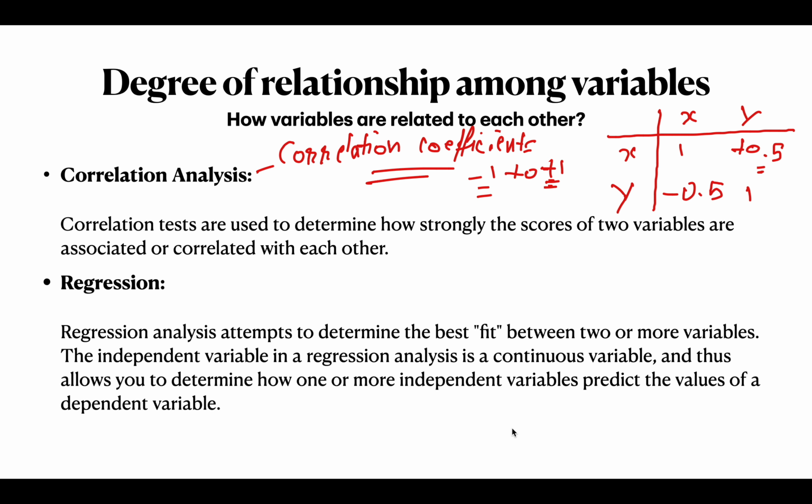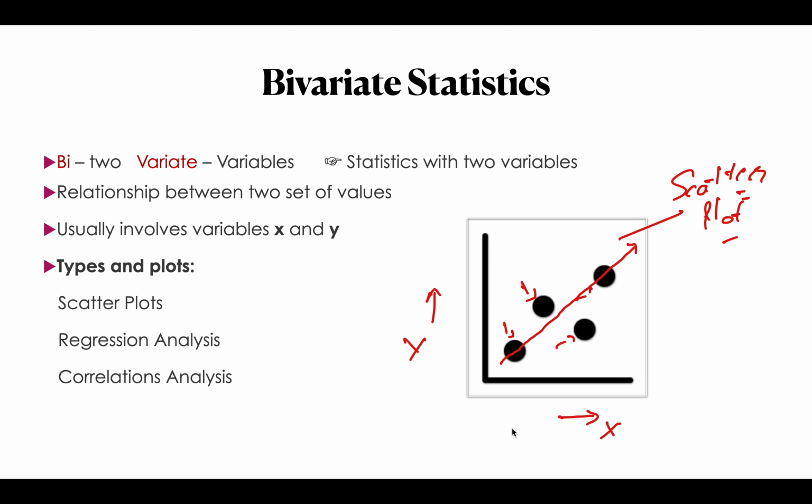So correlation tests are used to determine how strongly the scores of 2 variables are associated or correlated with each other. Now the next one is regression. What is regression? Regression analysis attempts to determine the best fit between 2 or more variables. See here, as I was saying, this is the trend of the data. I plotted the x and y values on a Cartesian plane.